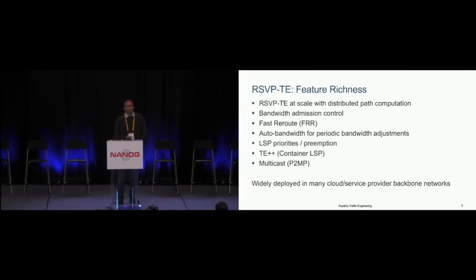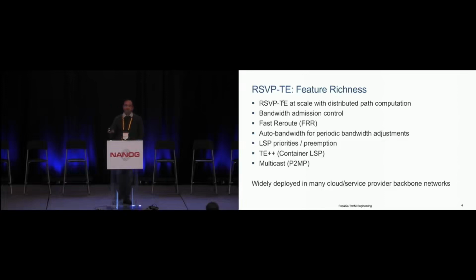A lot of customers in backbone networks, especially in the US, across the cloud vertical and across service provider backbones, use bandwidth admission control. In RSVP, fast reroute has been provided. Auto bandwidth is used a lot, so you don't have to pre-provision bandwidth in the network. You can just create the LSP, let the traffic flow, and then the LSPs automatically adjust their bandwidth based on the traffic. It offers LSP priorities, preemption, high priority, low priority.